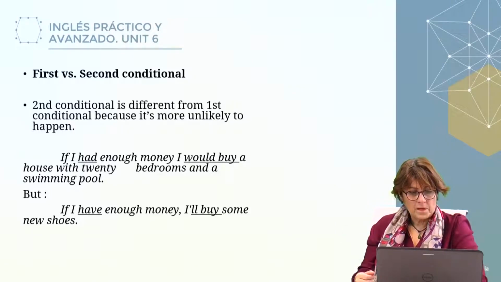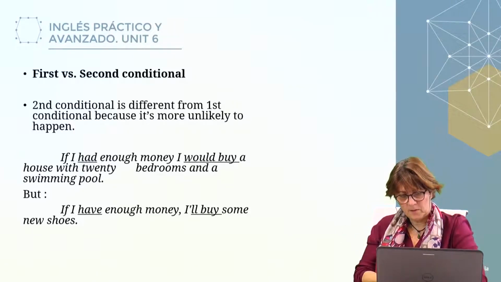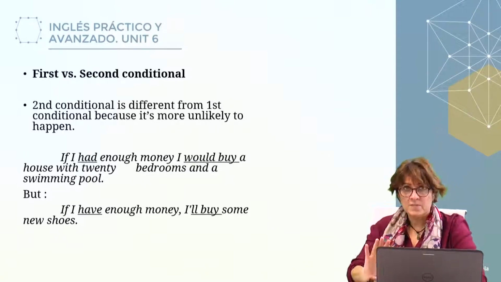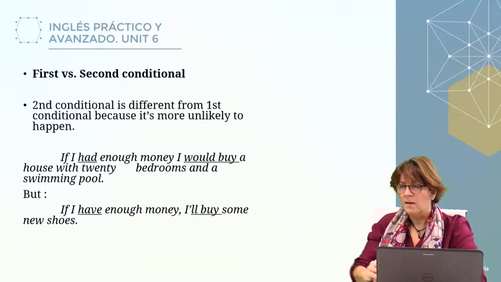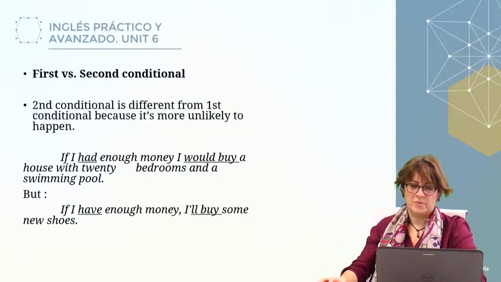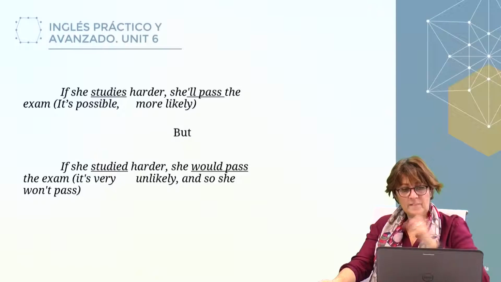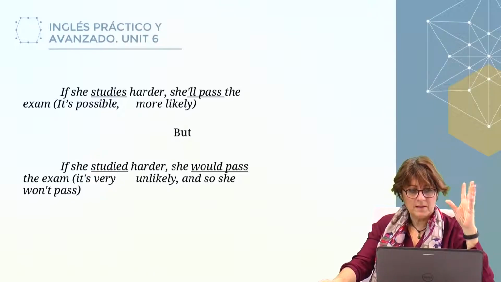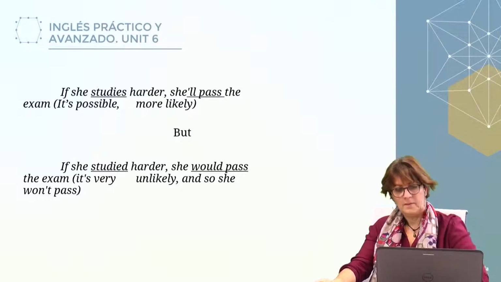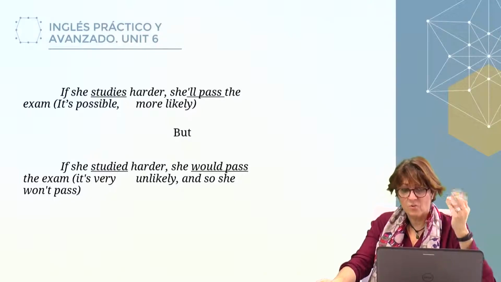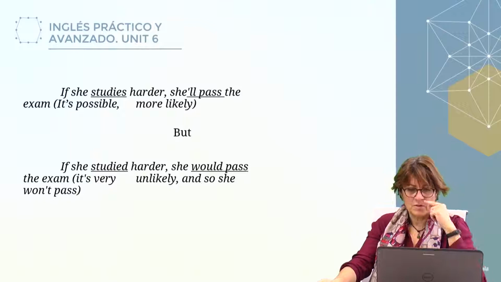But in the first, there is more probability that this happens. If I have enough money at the end of the month, I will buy a present for you. So it's more probable that I have money. If she studies harder, she will pass. If she studied harder, she would pass the exam. So it's very unlikely. So she won't pass. So it's something that you wish. She estudiaría, but you know that she's not going to pass the exam.